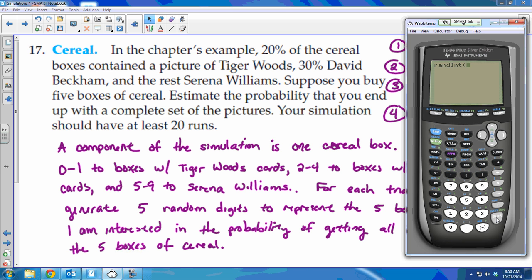In the parentheses, you put the lowest number you want, comma, the highest number you want. Okay? So in this case, we're using 0 through 9. I'm not going to do the simulation yet, but we want 0 through 9. So you can do 0, comma, 9, and you would enter, and it gives you a number. And if you don't have to keep typing it in, you just keep hitting enter, and it'll keep giving you numbers.